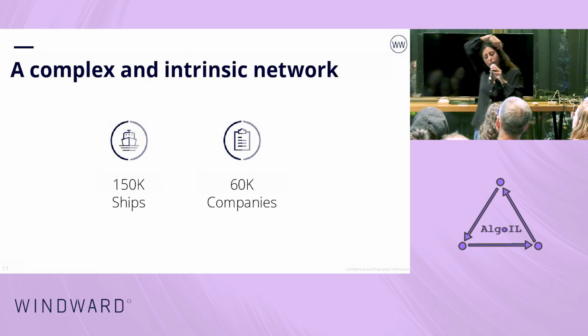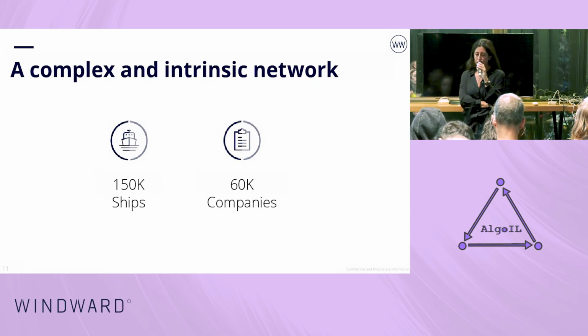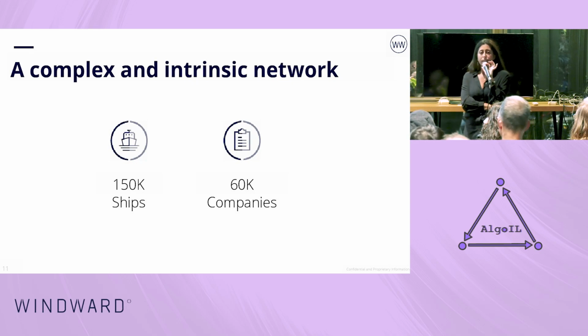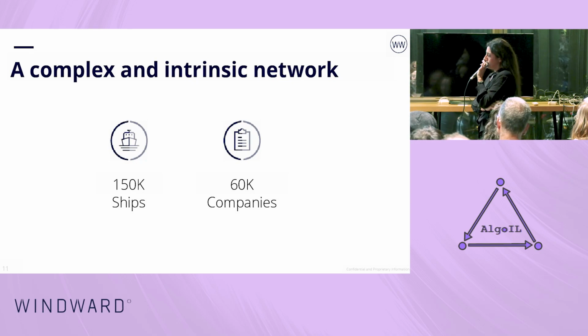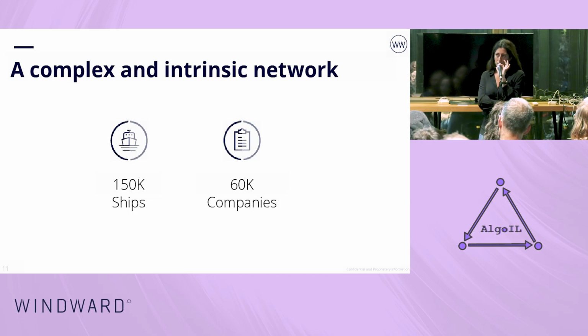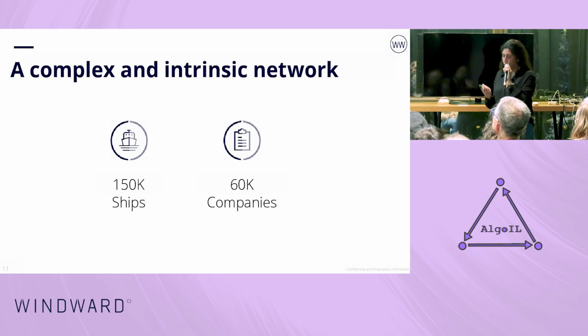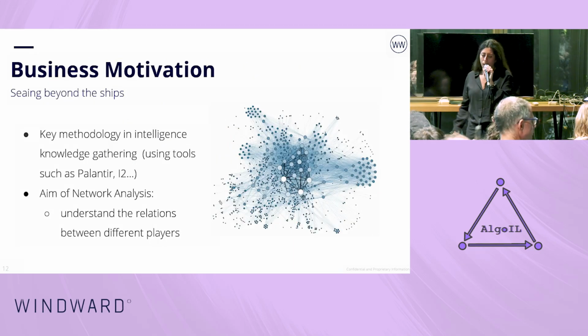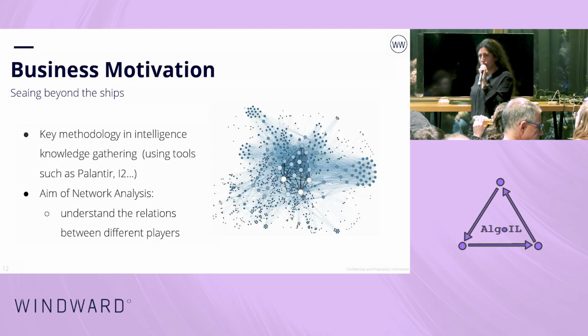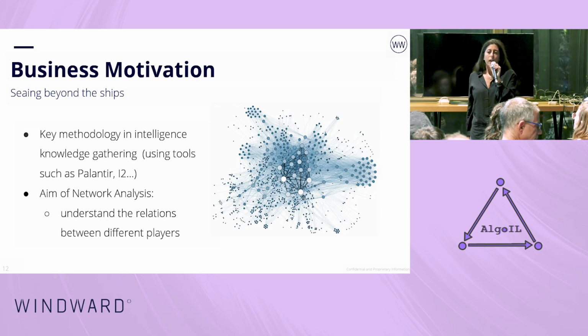So this world was really necessary for us also because it's comprised of a lot of entities. Just so that we understand, we're talking about 150k ships, which is just part of the world fleet, and 60k companies. More than being a data motivation, there's a strong business motivation for us to be working with graph.